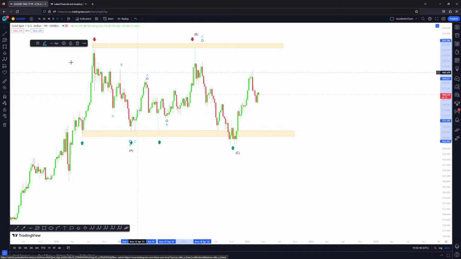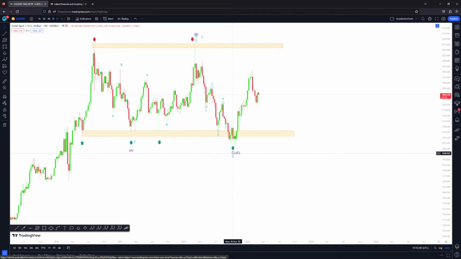But the most important thing is that you can see 1, 2, 3, 4, 5. So for the C, it is so clear that it is 1, 2, 3, 4, and 5. This is our wave.